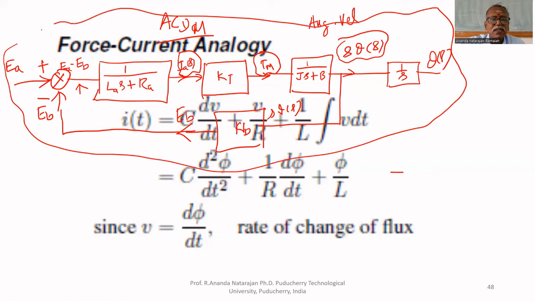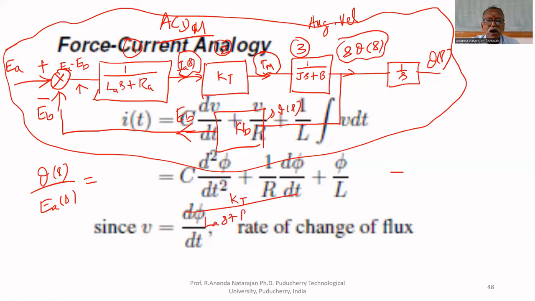Each transfer function is represented in terms of a block diagram. How did we get theta of S upon EA of S? There I combined all equations mathematically and finally found it. Here also you can find it. Here, this is one block, this is the second block, this is the third block. In the frequency domain, all the blocks can be multiplied. Therefore, if I multiply all the blocks together, I get KT upon LAS plus RA multiplied by JS plus B. I multiplied all the three blocks together.